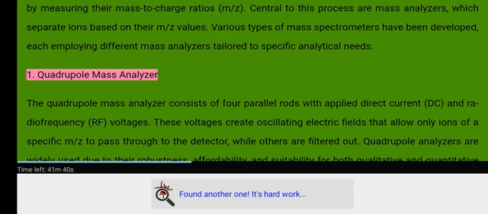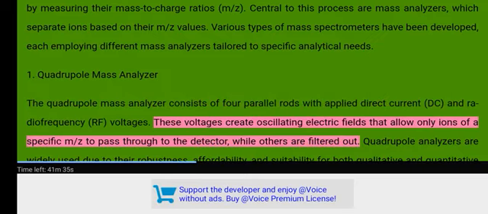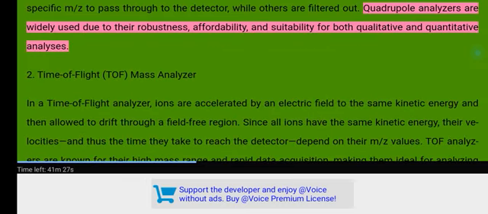1. Quadrupole mass analyzer. The quadrupole mass analyzer consists of 4 parallel rods with applied direct current (DC) and radio frequency (RF) voltages. These voltages create oscillating electric fields that allow only ions of a specific m/z to pass through to the detector, while others are filtered out. Quadrupole analyzers are widely used due to their robustness, affordability, and suitability for both qualitative and quantitative analyses.